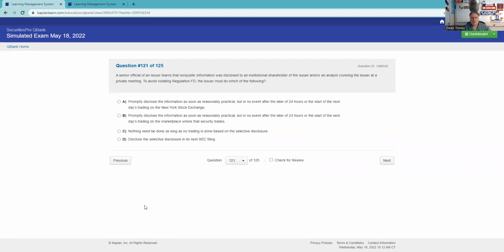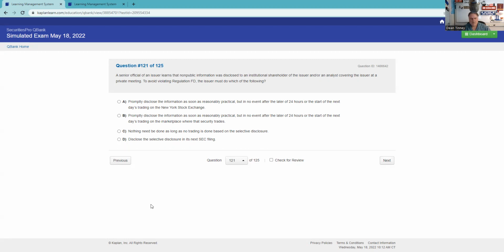A senior official of an issuer learns that non-public information was disclosed to an institutional shareholder of an issuer. This is called selective disclosure. It's a big no-no. This is called Reg FD. To avoid violating Reg FD, the issuer must do which of the following? What you do is file an 8-K within 24 hours. Promptly disclose as soon as practical, in no event later than 24 hours or the start of the next trading day. You should know that.